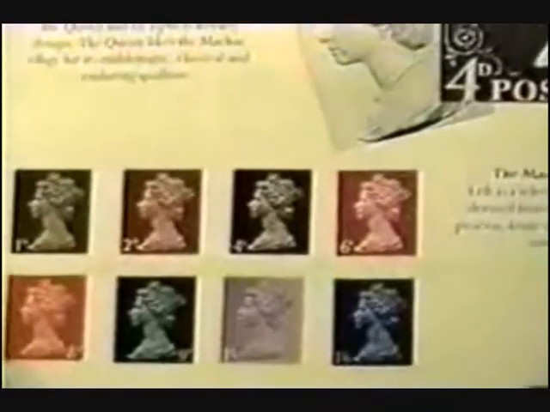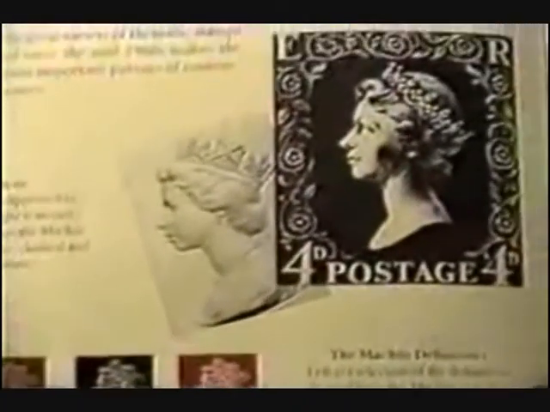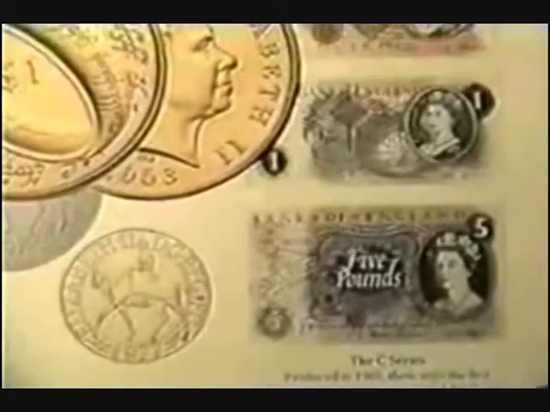Pharaohs advertised their power with their image on coins and stone monuments. The power of the queen worldwide is advertised with her image printed on more coins and stamps than any other head of state in history.